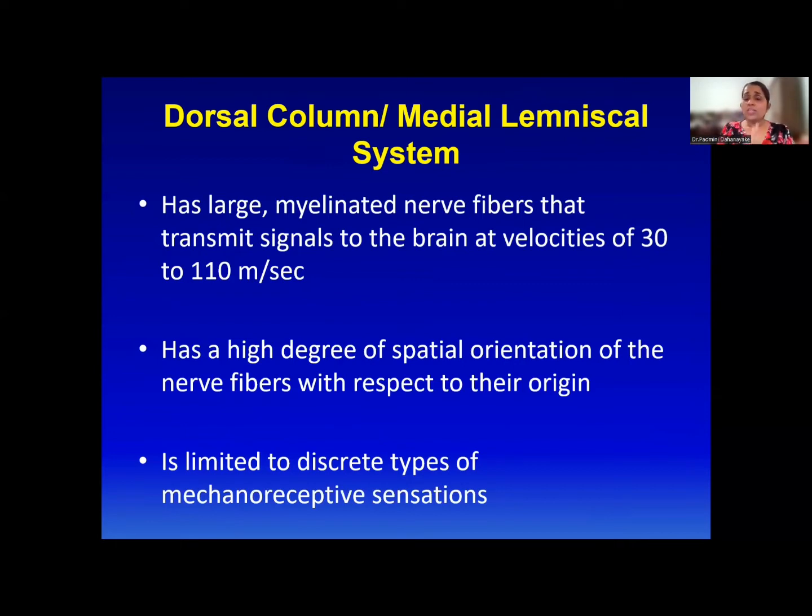And also in this pathway, it has a high degree of spatial orientation of the nerve fibers with respect to their origin. I will touch on it quickly. We'll see what this spatial orientation means. And remember, it is limited to discrete types of mechanoreceptive sensations. I told you it will carry fine touch, joint position sense, and vibration.